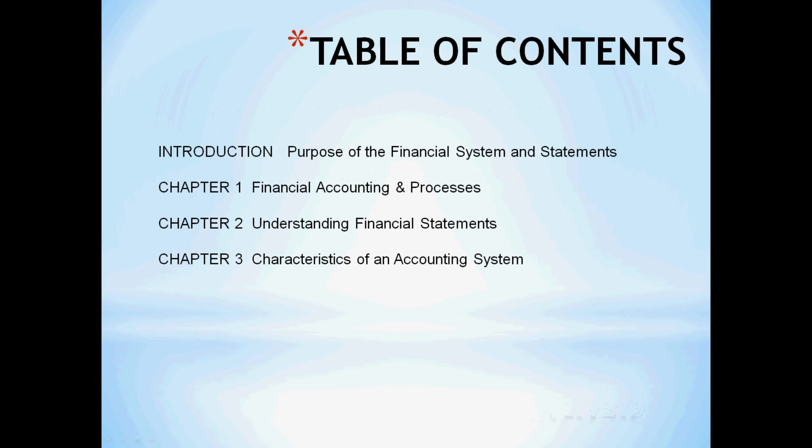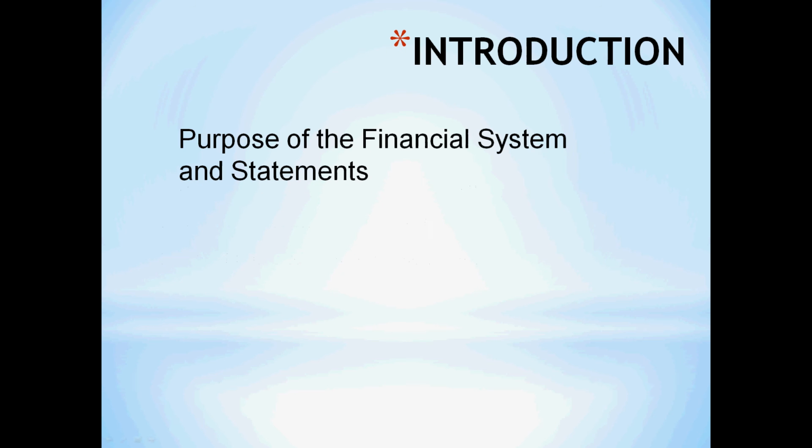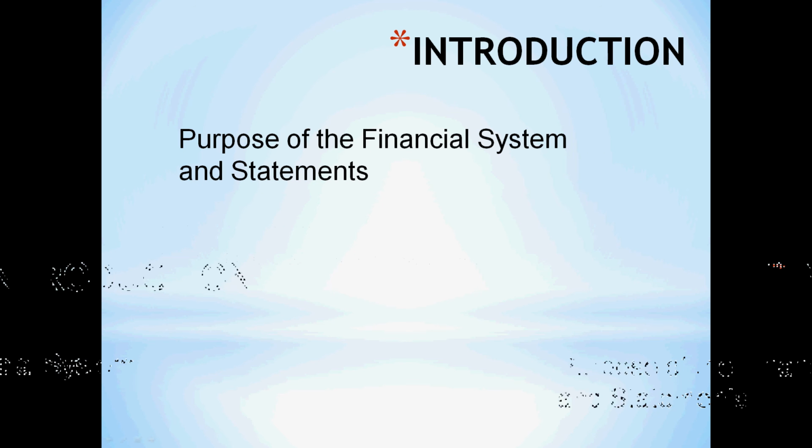Table of contents. We're going to go over the introduction, which is the purpose of the financial system and statements, and Chapter 1, which is financial accounting and processes, and Chapter 2, understanding financial statements, and then Chapter 3, characteristics of an accounting system.